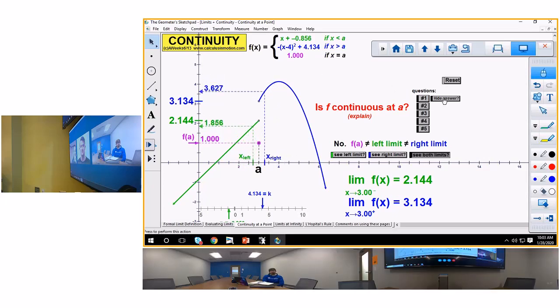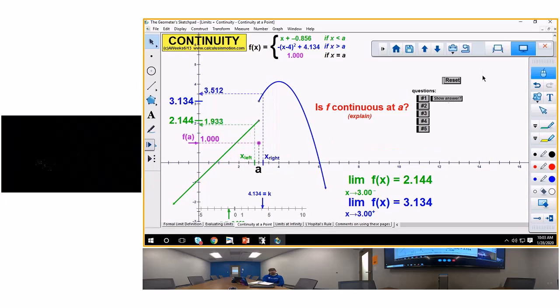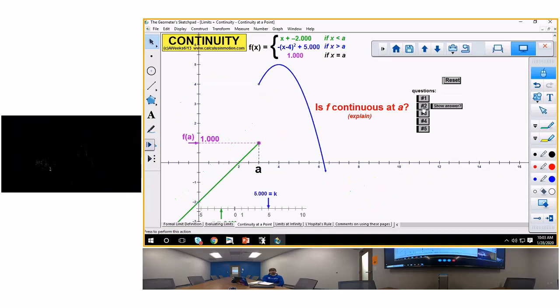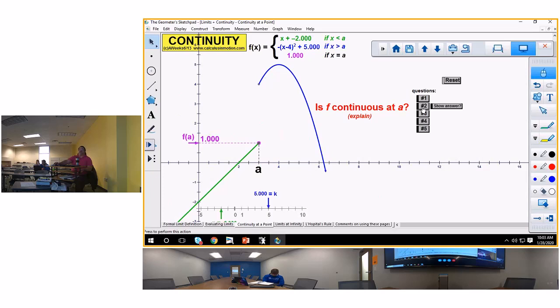All right, here's another. Okay, hide answer. We're going to do that one. Second question: is it continuous? No. It's the same question. I don't know why it's supposed to change it. There we go. Is this continuous?